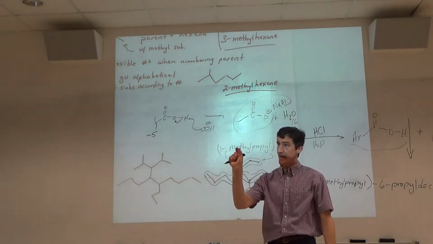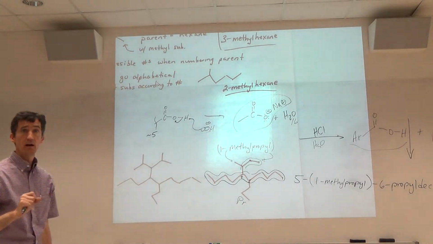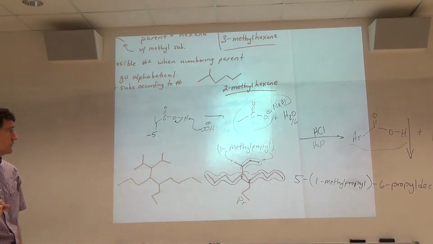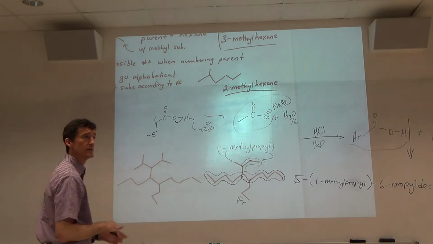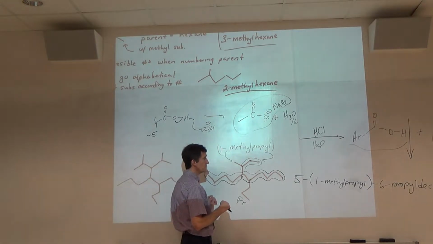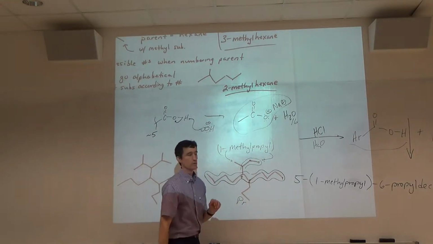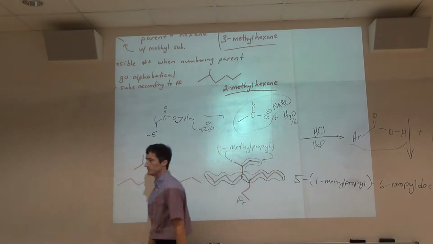Sec-butyl, whenever there's a dash, the sec doesn't count in alphabetical order. So it would still come before propyl. It'd be 5-sec-butyl, 6-propyl decane, if you were allowed to use common names. Because with common names, it's a 4-carbon fragment, and so it's a sec-butyl. But complex, it's a 1-methyl propyl.